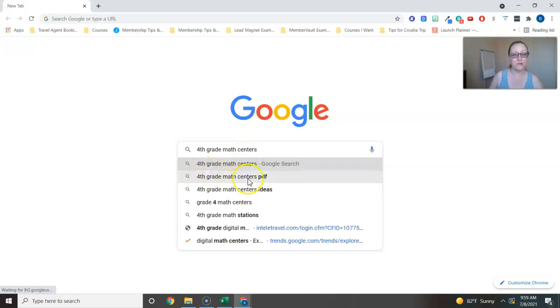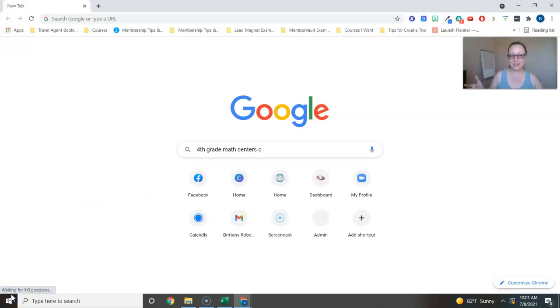People are searching for 4th grade math centers PDF, 4th grade math centers ideas, grade 4 math centers, so they're typing it in a different way, 4th grade math stations. So that's another thing to consider too. Is everyone using the word that you're searching for? Because I've seen centers also be called stations, rotations, guided math, math workshop. So depending on who the person is and what kind of experiences they have had with their education degree or their experiences in the classroom, they might call it a different thing. So that is something you also want to consider with your research.